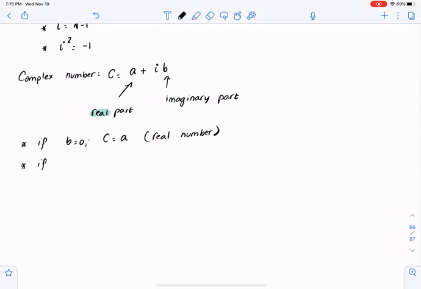If a becomes 0, then c is i times b, purely complex or imaginary. It has no real part. Hence, we call the b as the imaginary part of the complex number. So the general notation of a complex number is a plus i multiplied by b.